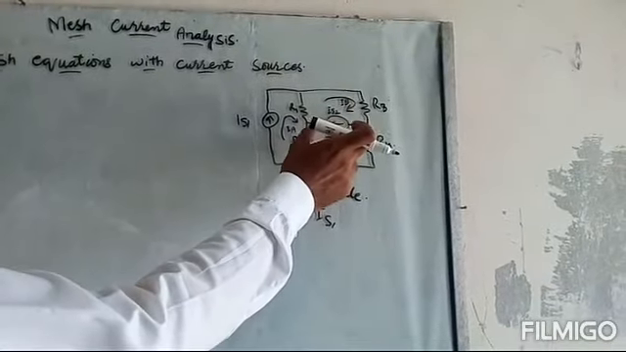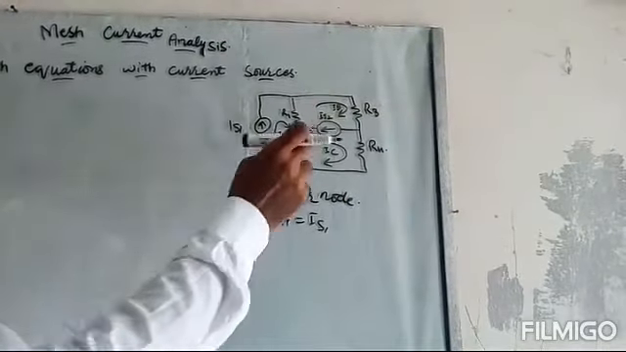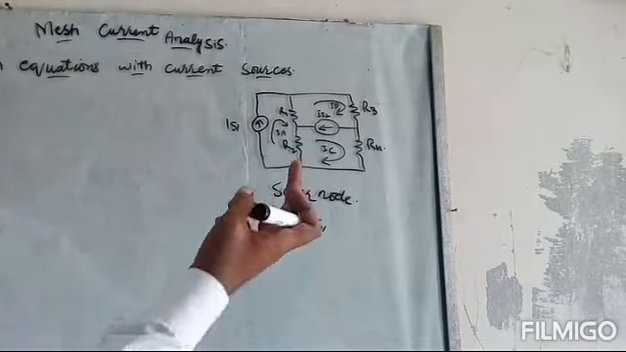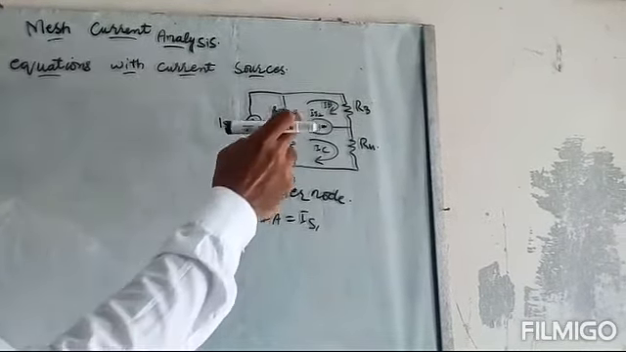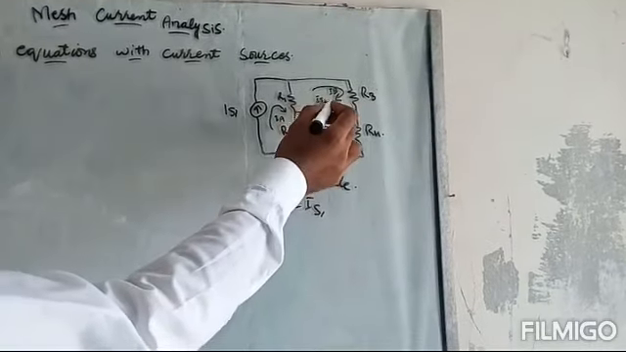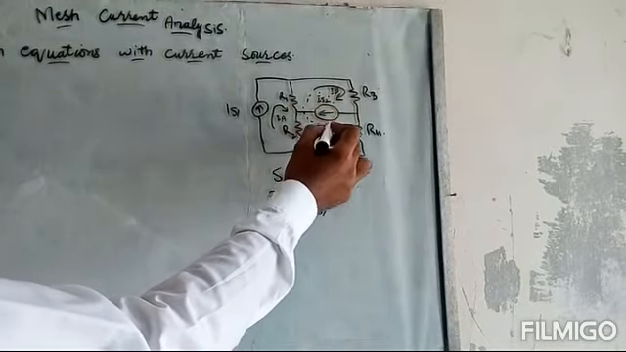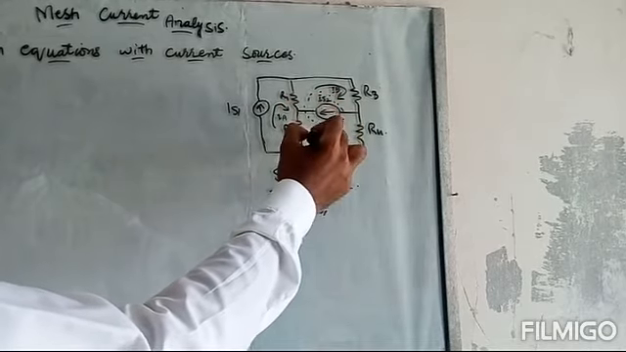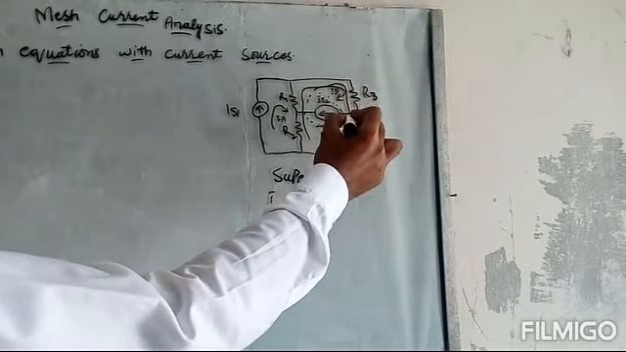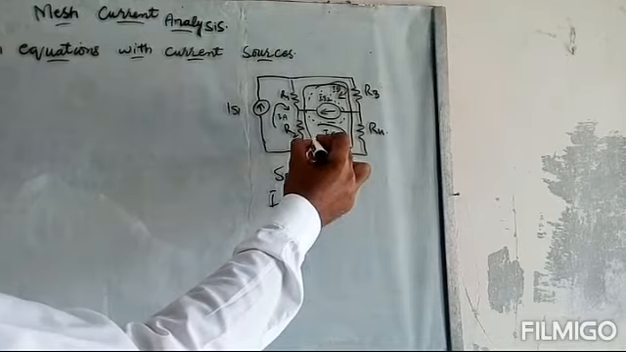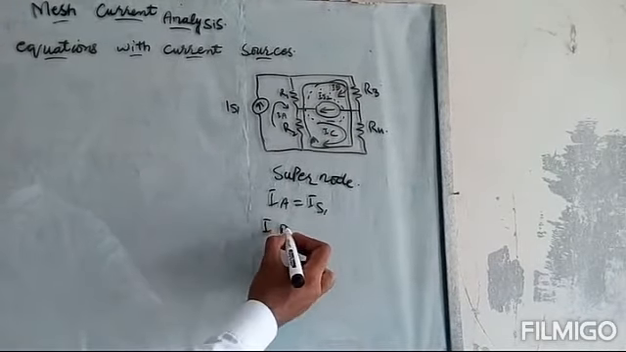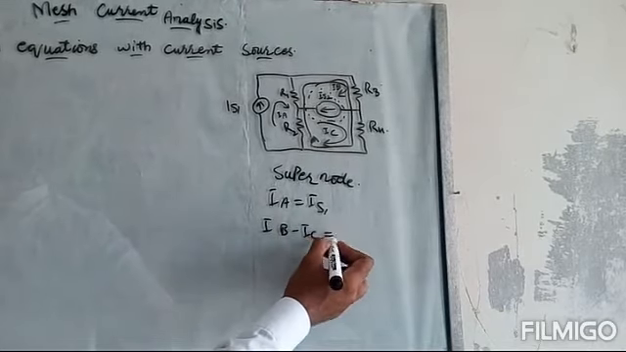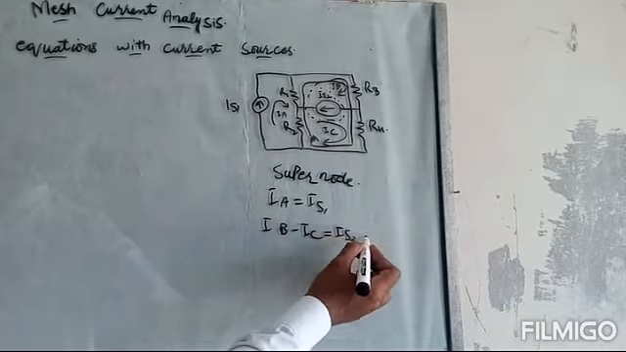Similarly, this current source is shared in two meshes and we cannot write an equation like this for this source. So we will have to make a super mesh here. We will write an equation for this outer loop, and we will use the formula IB minus IC will be equal to IS2.